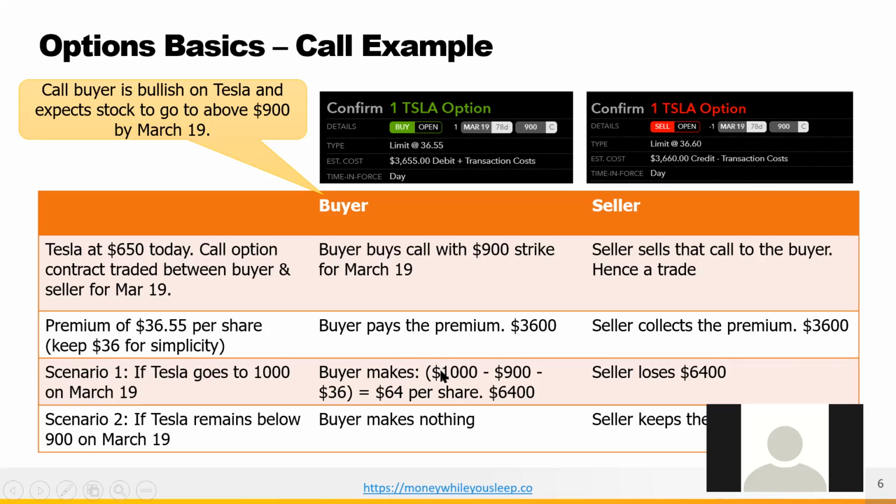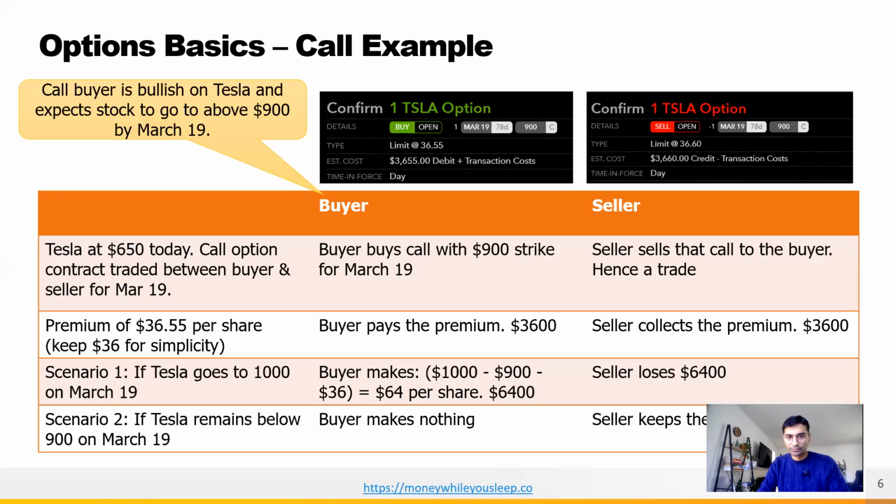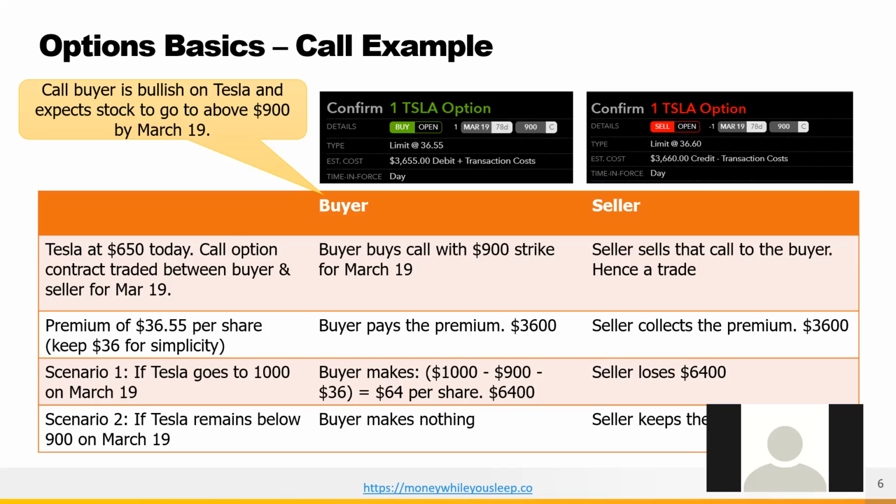Okay. And the way I understand then is that people usually close their orders before the expiry. Absolutely. Yes. Because they are just playing around the premium, not actually exercising the options. Absolutely.